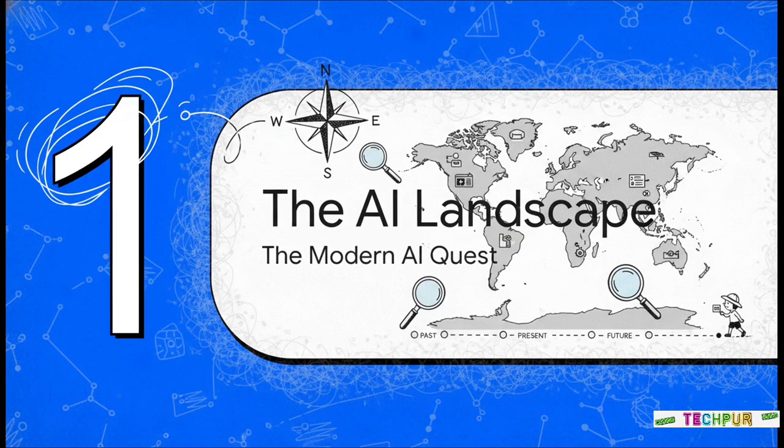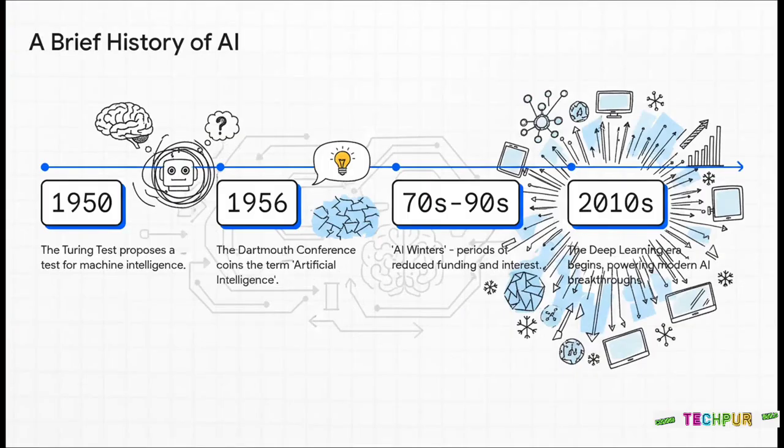So, our quest begins where all good quests do, by understanding the world we're about to step into. Before we can build the future of AI, we've got to understand where it came from and where it is right now. What's really fascinating here is that the story of AI wasn't some straight shot to the top, not at all. It started with these huge ideas like the Turing test, but then it hit these long AI winters, basically periods where everyone lost interest and the funding dried up.